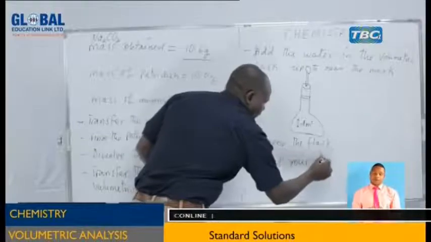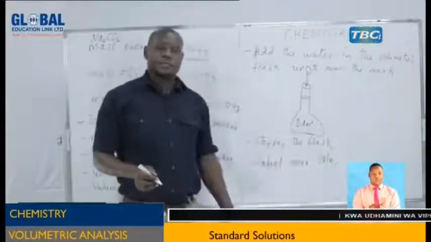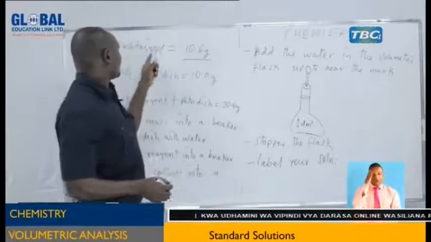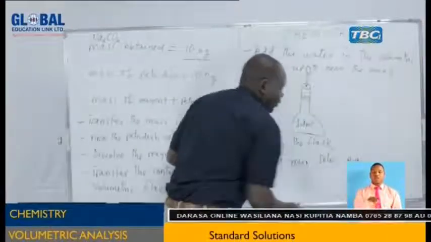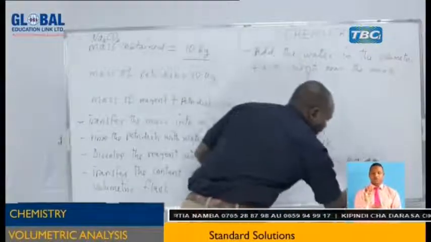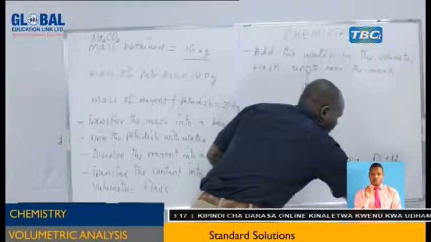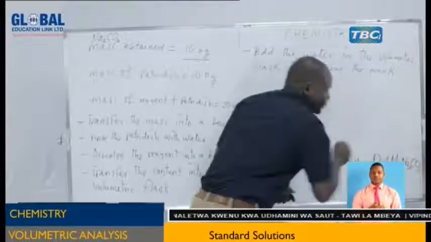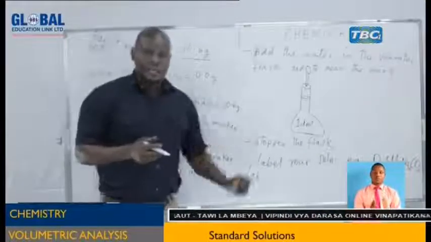In labeling your solution, you have to show the concentration of that solution, so you can determine the molarity of that solution. For example, taking sodium carbonate, let's say you have prepared 0.1 molar, you can just write 0.1 mole sodium carbonate. So that is how you can prepare a standard solution.